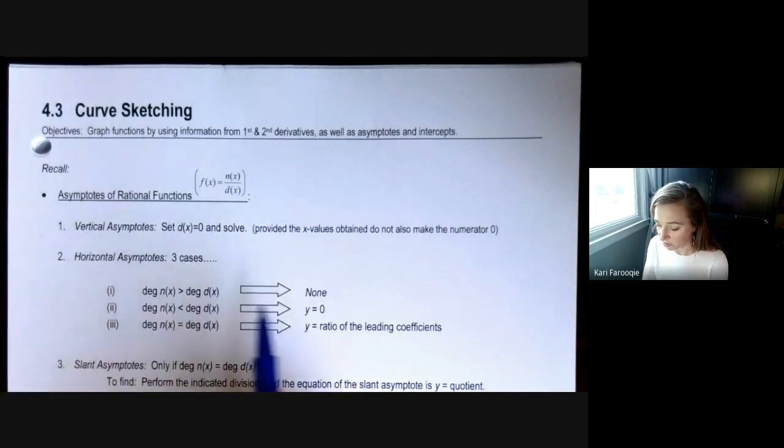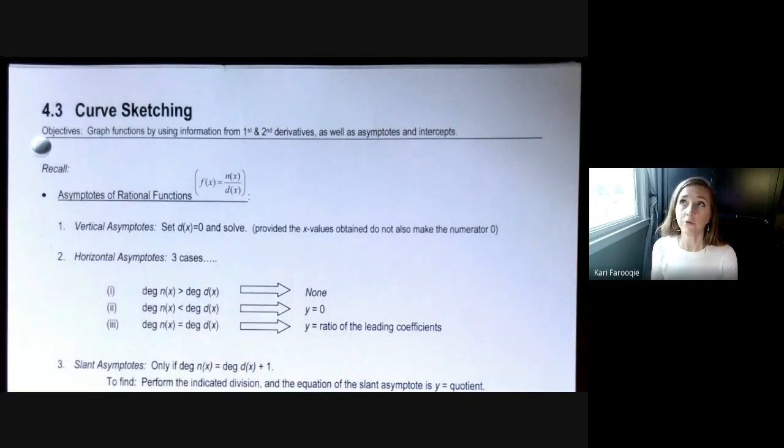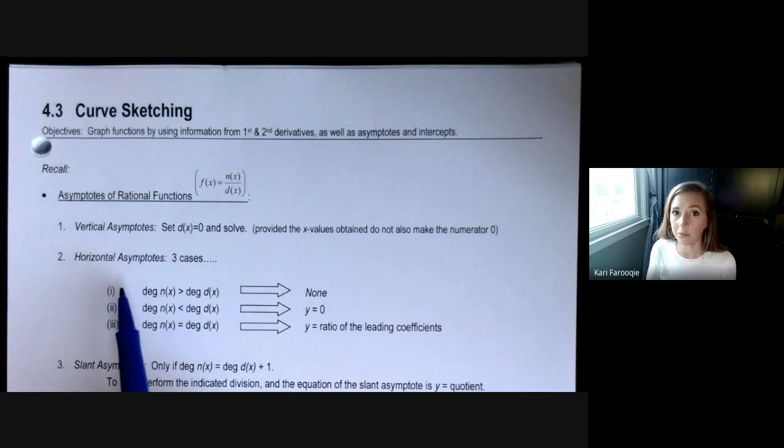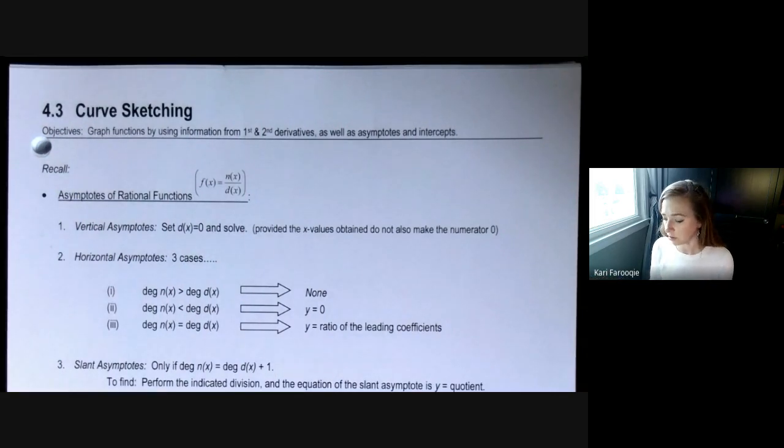All right, now horizontal asymptotes have three cases. I reminded you of how to do this back when we were talking about limits at infinity. When we're talking about limits at infinity, we're really talking about horizontal asymptotes. So what happens to the behavior of the graph as x gets incredibly large heading towards infinity, or as x gets incredibly small heading towards negative infinity.